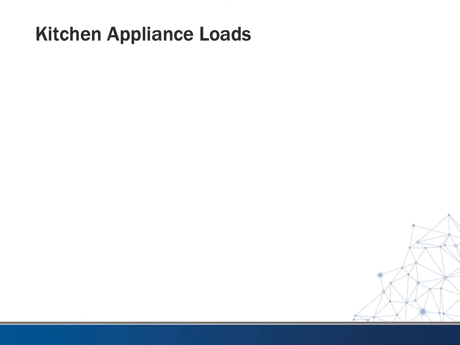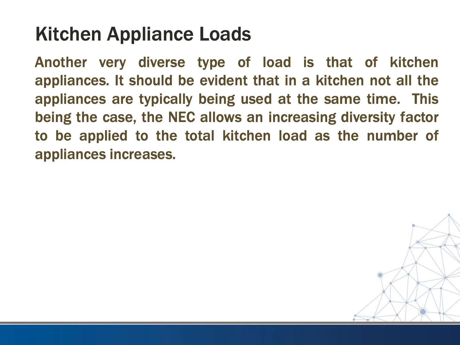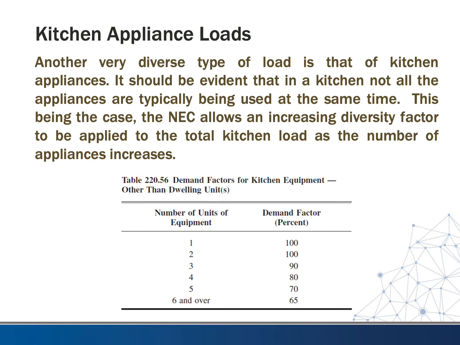Kitchen appliance loads. So another very diverse type of load is that of kitchen appliances. It should be evident that in a kitchen, not all the appliances are typically being used at the same time. This being the case, the NEC allows an increasing diversity factor to be applied to the total kitchen load as the number of appliances increases. And so the table we use for this is 220.56.